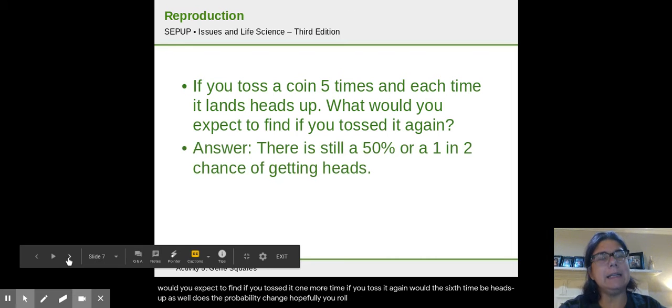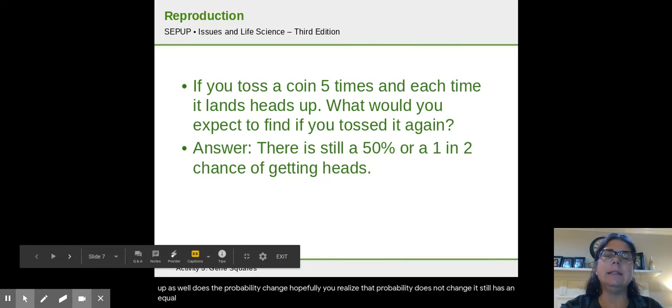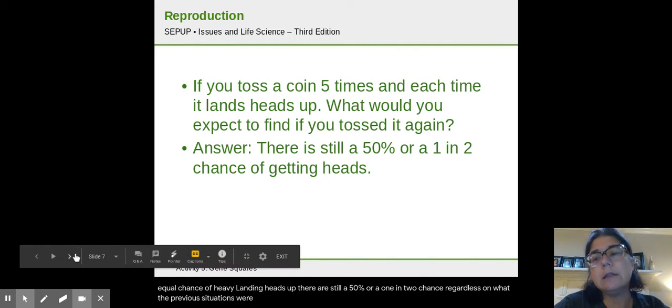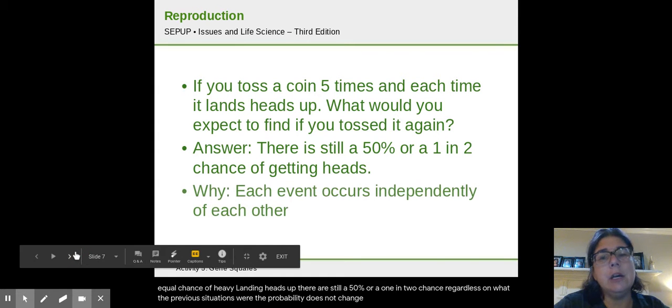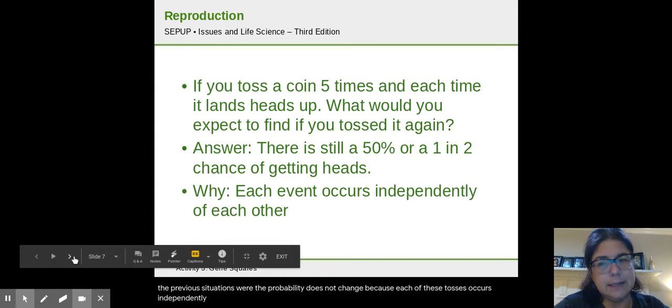Hopefully you realize that probability does not change. It still has an equal chance of landing heads up. There is still a 50% or a 1 in 2 chance, regardless of what the previous situations were. The probability does not change because each of these tosses occurs independently of each other.